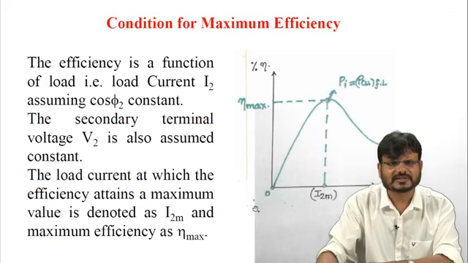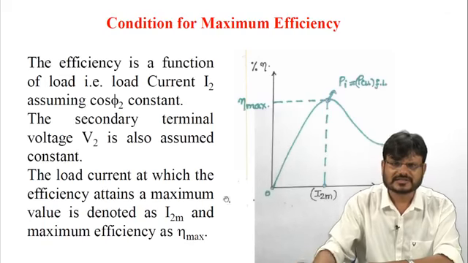How can you find the condition for the maximum efficiency? The efficiency is a function of the load, as you know. Basically it is a function of the load current I2, assuming that the power factor is constant. So the secondary terminal voltage V2 is also assumed constant. The load current at which the efficiency attains a maximum value is denoted as I2M. So this is the point where you can find the maximum efficiency, and at that moment the current is I2M.